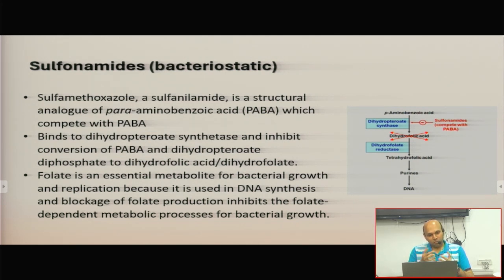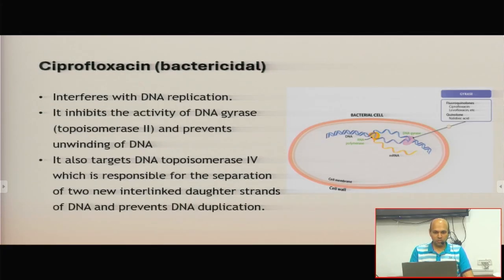So it is essential for growth. Folate is an essential metabolite for bacterial growth and replication because it is used in DNA synthesis, and blockage of folate production inhibits the folate-dependent metabolic processes for bacterial growth.